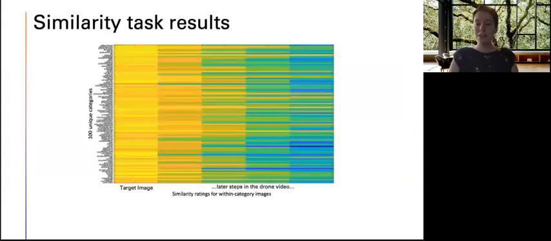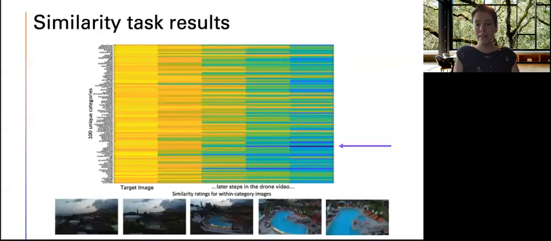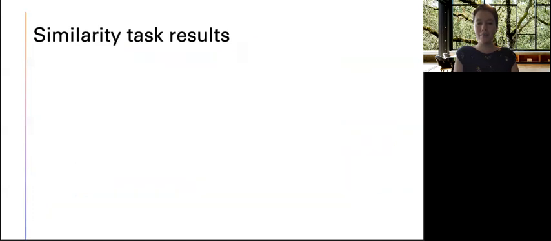Here's a visualization of the similarity task ratings by humans, showing each of the 100 categories on the y-axis as a function of the similarity ratings for each within category image. The x-axis here also represents time difference in drone footage. Most of the categories show a relatively evenly spaced similarity relationship, with yellow being most similar to blue being dissimilar. This is an example of just a category here that shows a nice uniform variance in between images.